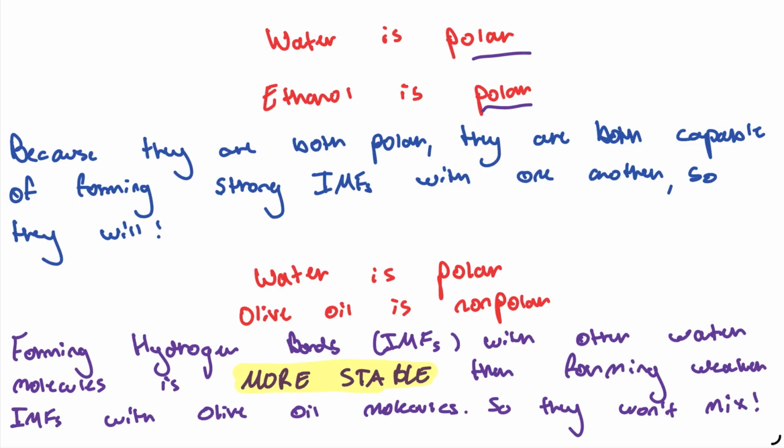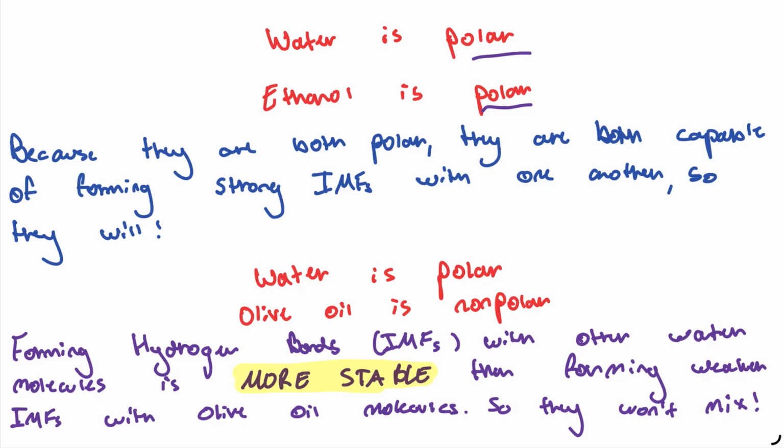And so that's something you absolutely have to understand, because that right there is the reason why we say that likes dissolve like. Because molecules with a similar polarity are able to form preferential intermolecular forces with one another. Polar molecules can form strong IMFs with other polar molecules, so they mix. But if you're not going to be forming strong IMFs with nonpolar molecules, then just form the IMFs with yourself. And that's why they don't mix.